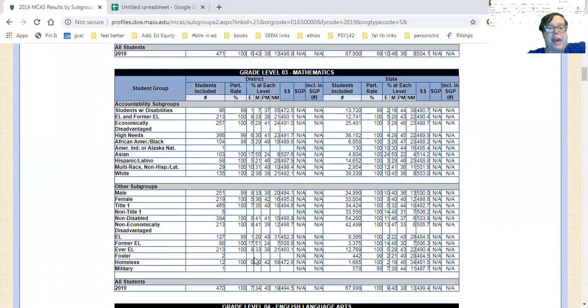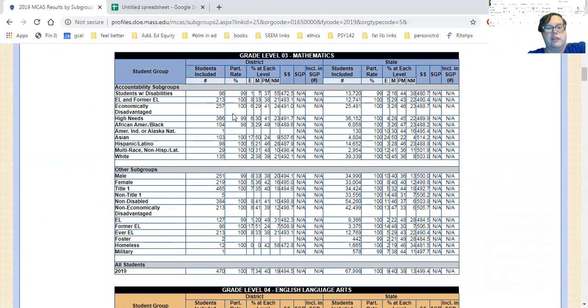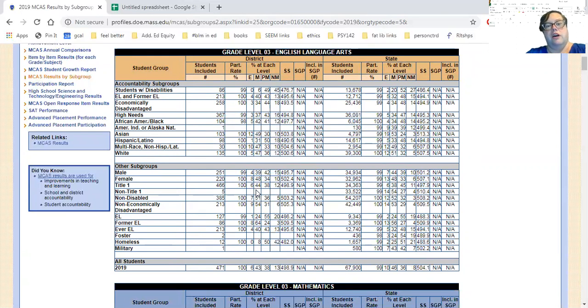And now we can move down to math in the same grade level, third grade. So here we've got 35% exceeding or meeting versus 49%. So it looks like in general students across economic levels are more successful in ELA than in math in the third grade level, but that there is a significant gap on each.